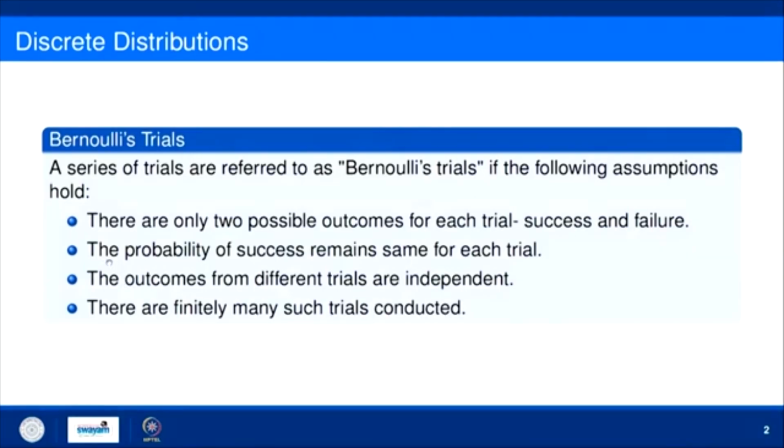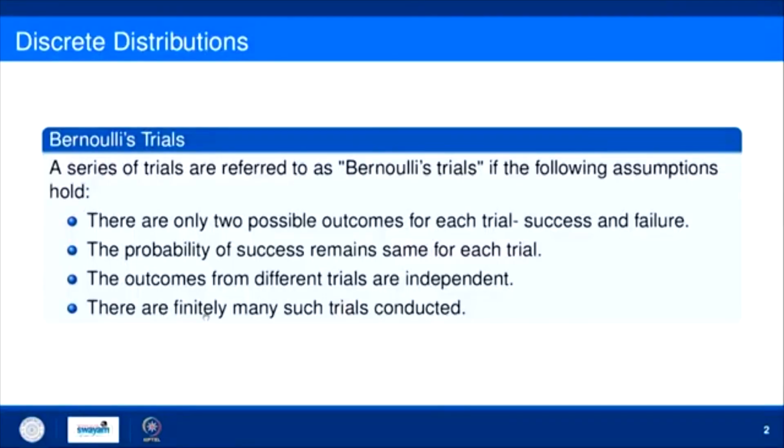The second assumption is that the probability of success remains the same for each trial, it will not change. Next, the outcomes from different trials are independent. The first trial will not affect the other trial, the second trial will not affect the third trial, and so on. And there are finitely many such trials conducted. It is not infinite, it is finitely many. So, if these four assumptions hold, then the series of trials which we are conducting are called Bernoulli's trials.